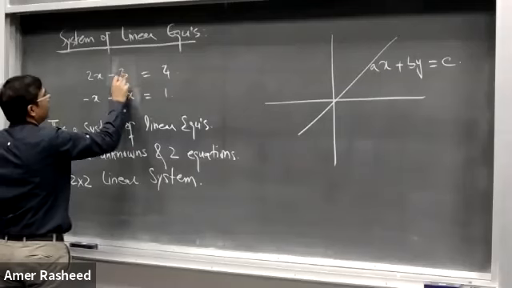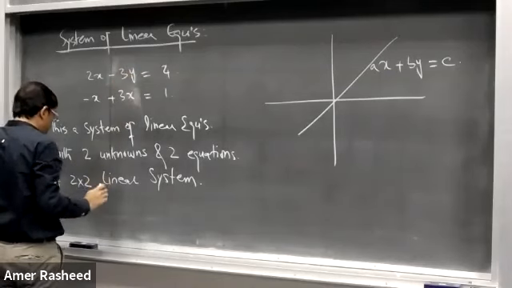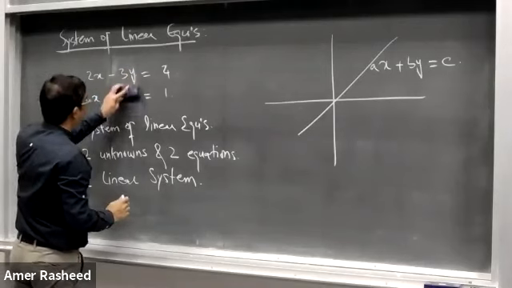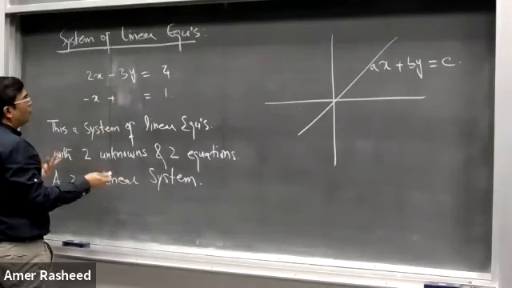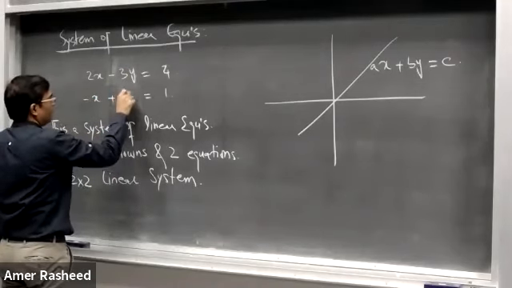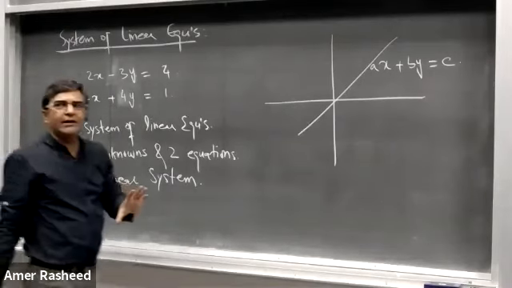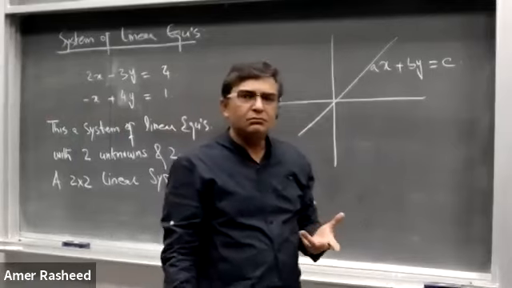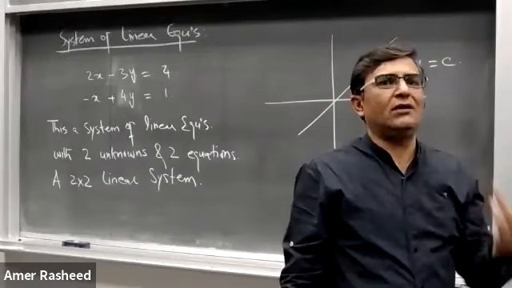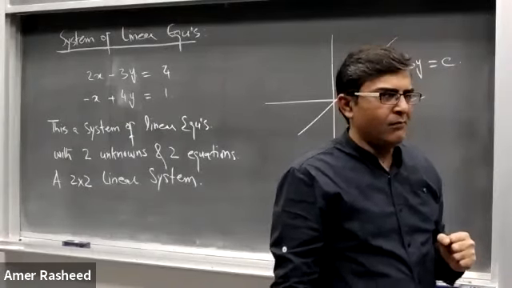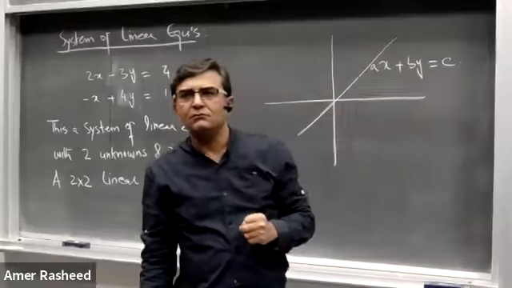In order to have a system of linear equations, you must have at least two unknowns. If you have only one unknown, that won't be a linear equation. So a system must contain at least two unknowns and more than one equation. Okay?